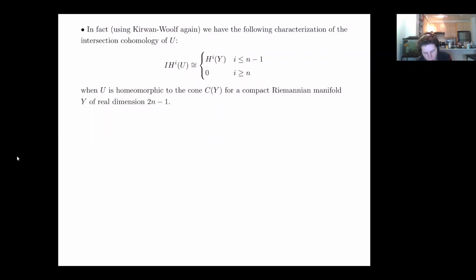So in fact, we have the following characterization when you have an isolated singularity. If U is homeomorphic to the cone on a manifold Y of dimension 2n minus 1, then the intersection cohomology is 0 for i greater than or equal to n, and is equal to the ordinary cohomology of Y for i less than or equal to n minus 1.